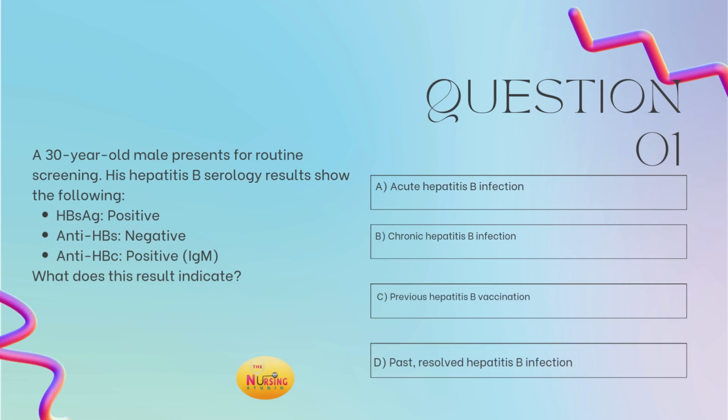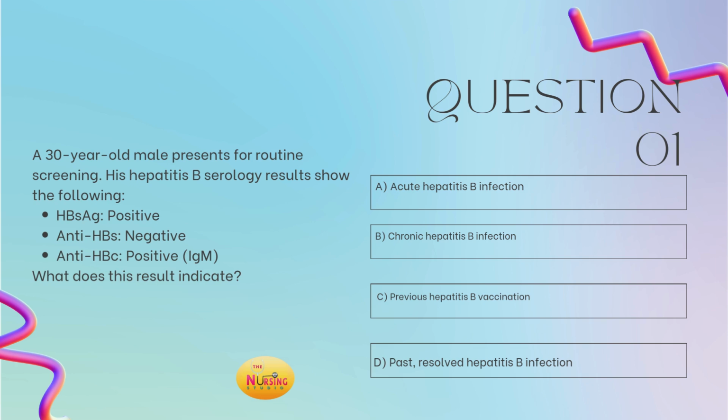Question number one states: a 30-year-old male presents for routine screening. His hepatitis B serology results show the following: the HBsAg is positive, the anti-HBs is negative, the anti-HBc is positive for IgM. So, what does this result indicate? Is it A, acute hepatitis B infection, B, chronic hepatitis B infection, C, previous hepatitis B vaccination, or D, past resolved hepatitis B infection? Take a moment and tell me what you got in the comments.